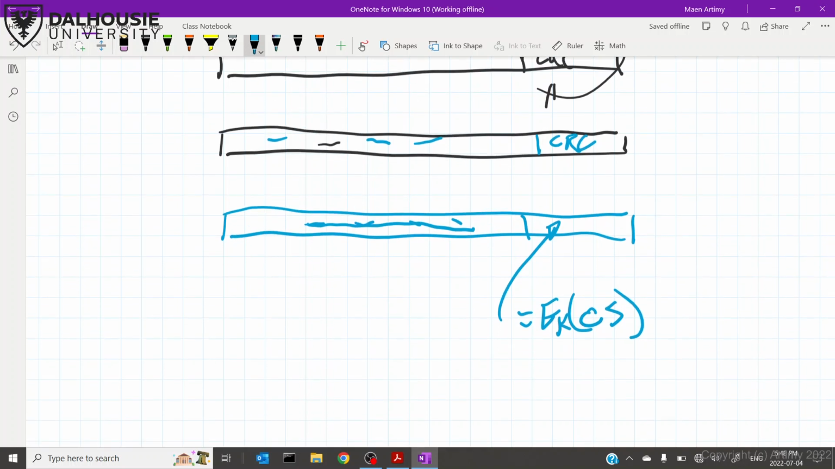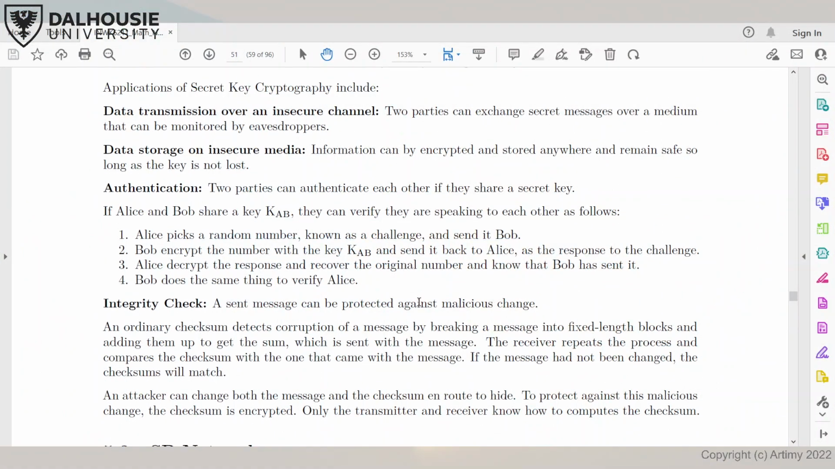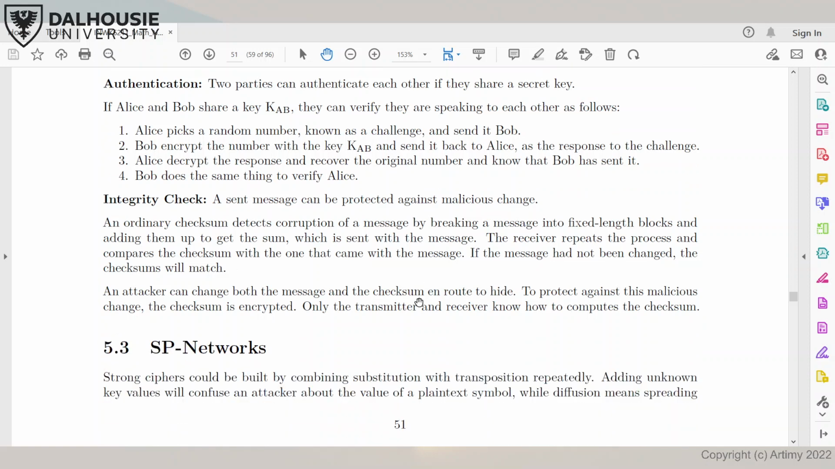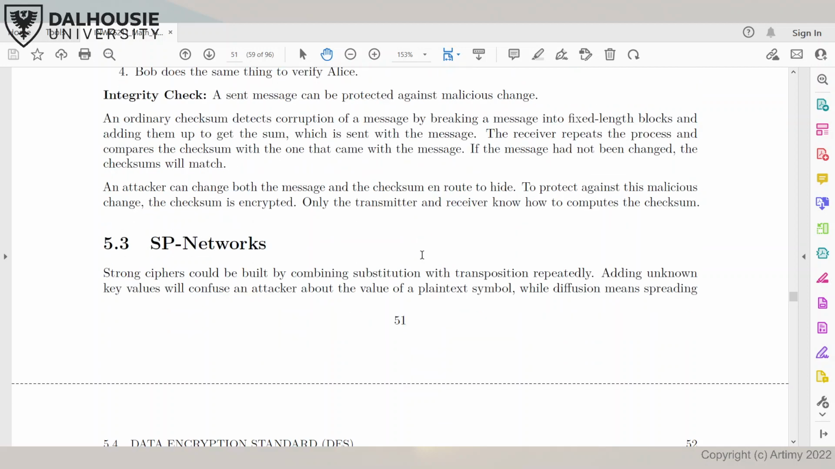The destination, of course, has to know what the key is. So what they do is take the message here and calculate the checksum. They decrypt the original checksum, so they get back the checksum, and they compare the two. If the two match, then the message was not tampered with and everything is okay. So these are the four main applications for secret key cryptography.